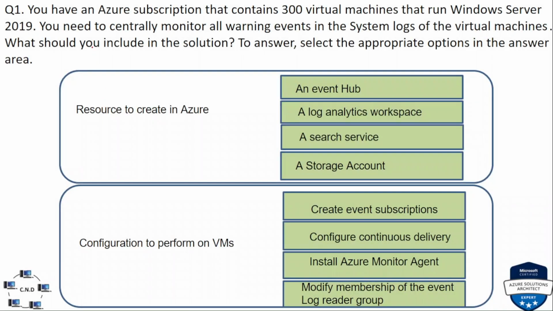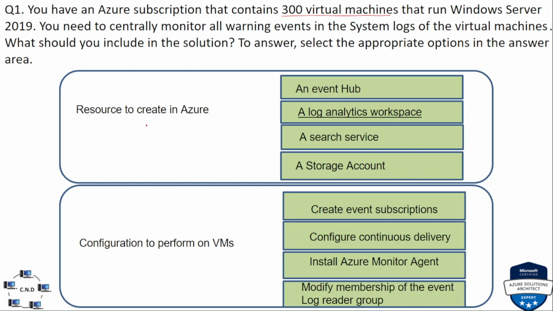So question number one is that you have an Azure subscription that contains 300 virtual machines that run Windows Server 2019. You need to centrally monitor all warning events in the system logs of the virtual machines. What should you include in the solution? To answer, select the appropriate options in the answer area. So we have these two configuration items: resource to create in Azure and configuration to perform on VMs. And we have multiple options. We have to select one correct option against each of these configuration items.